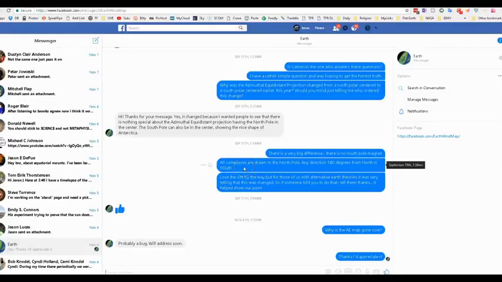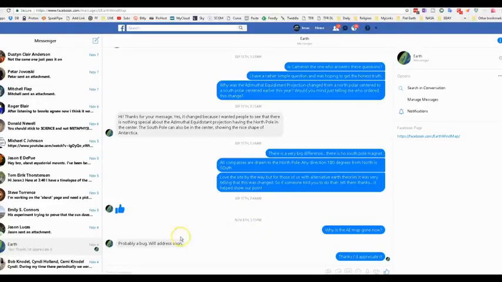So I said to him, there's a very big difference. There is no South Pole magnet. All compasses are drawn to the North Pole. Any direction 180 degrees from north is south. Love the site, by the way, but for those of us with alternative Earth theories, it was very telling that this was changed. So if someone told you to do that, tell them thanks. It helped show our point. He responded with a thumbs up.